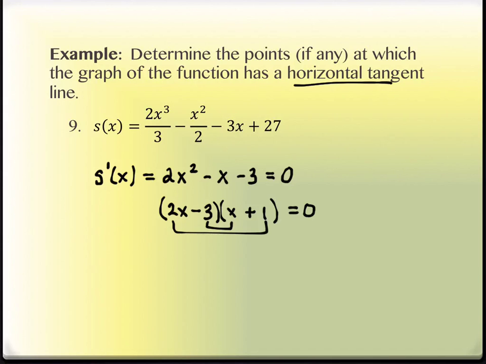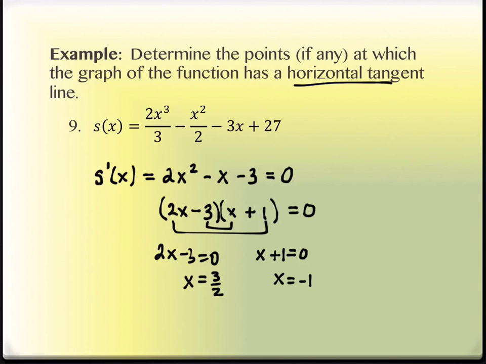Okay, so if I set each of these now equal to 0, what is the first one going to equal? 3 halves, very good. And the second one? Very good. There is one thing that we haven't quite done yet. Look at the directions again, how they're worded. What does it say?